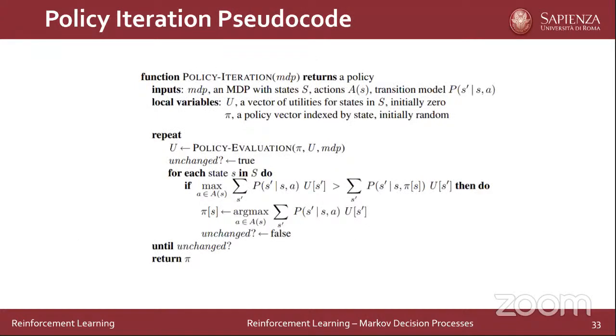And how can you do this? You compute the value of your policy, and then based on the value of this policy, you will compute your new policy by taking always the argmax of the value that you computed. So if the values don't change anymore, then you're done. Otherwise, you can keep iterating on this.